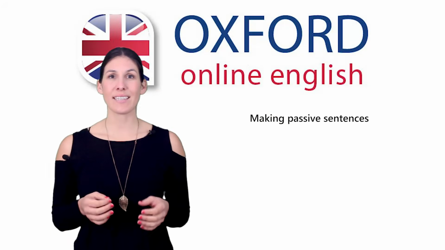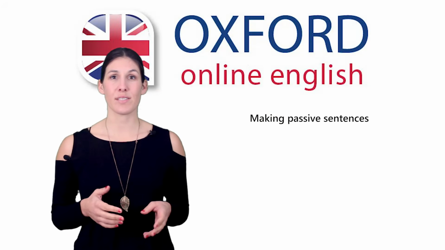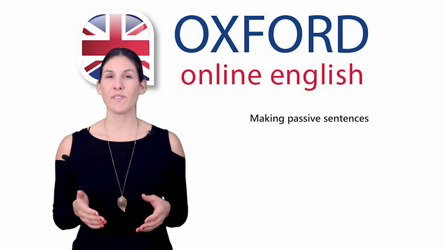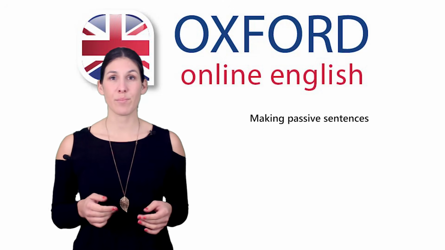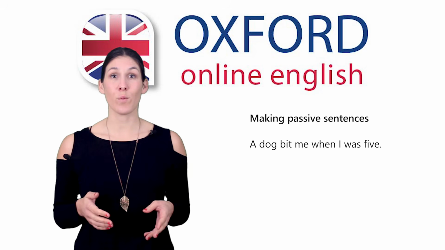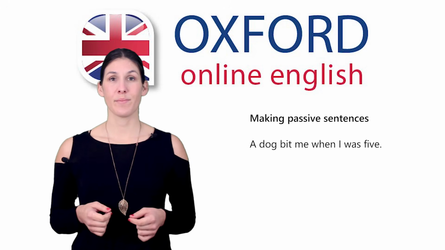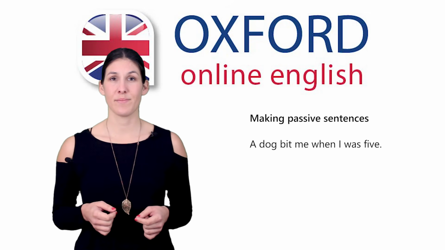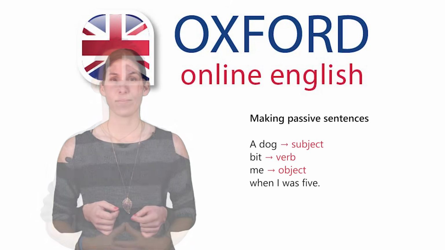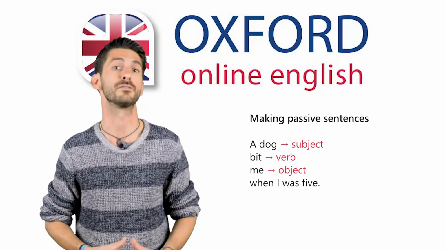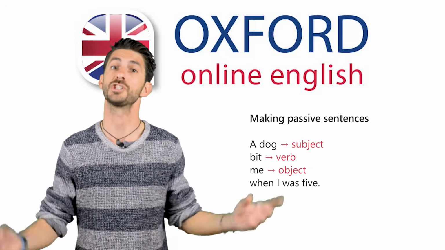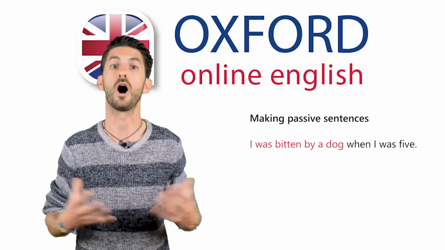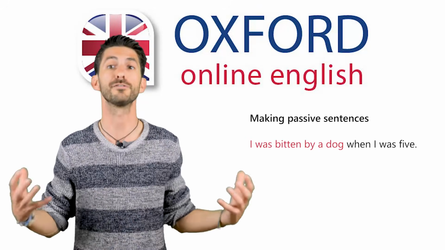In a regular active sentence, you start with a subject, then you add a verb, which often has an object. For example, a dog bit me when I was 5. Can you find the subject, verb, and object in this sentence? To make the sentence passive, the subject and object change places. I was bitten by a dog when I was 5.